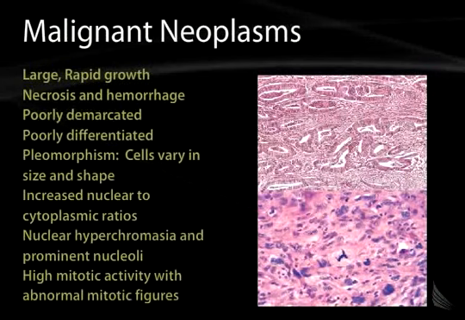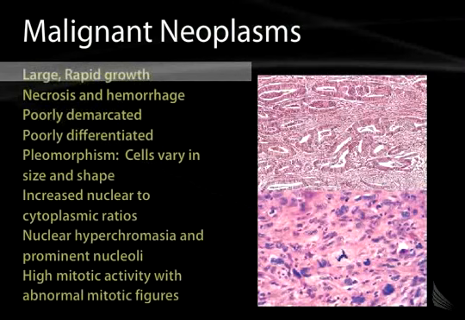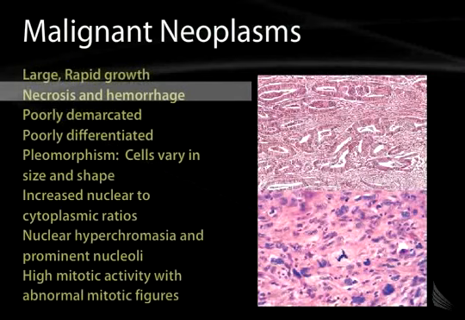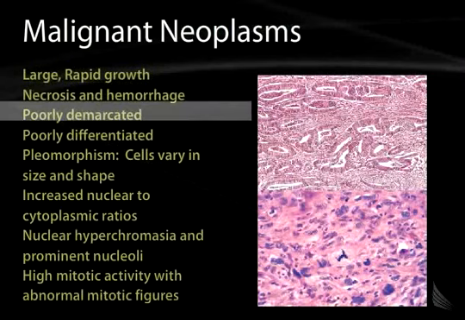Malignant neoplasms, on the other hand, tend to have different characteristics. They will be large and demonstrate rapid growth. When looked at grossly or microscopically, they will have areas of necrosis and hemorrhage, and also they will be poorly demarcated. One may have a difficult time determining where the cancer ends and normal tissue begins. Cells, when looked at individually, will be what we term pleomorphic. There will be variations in cell size and shape.